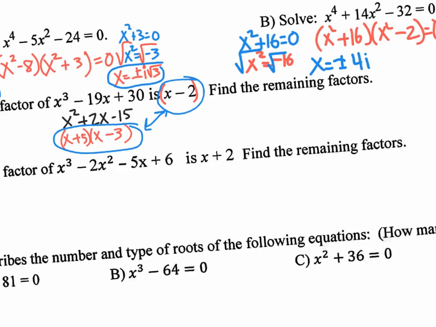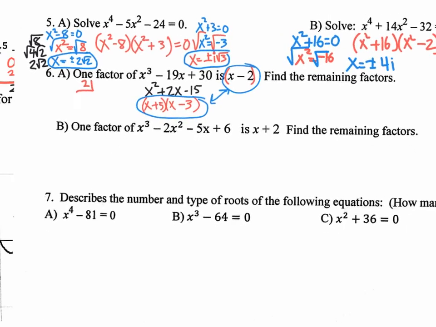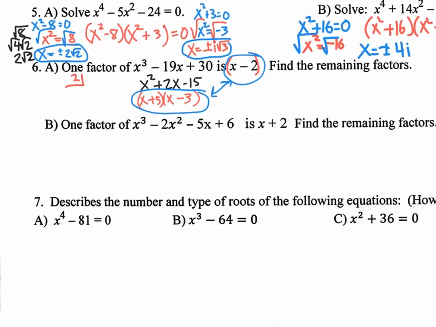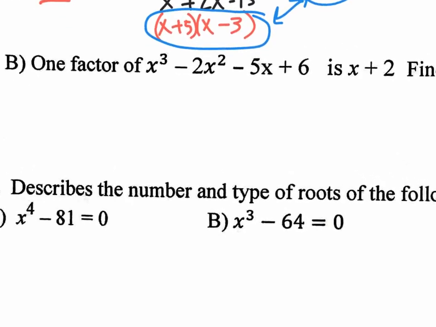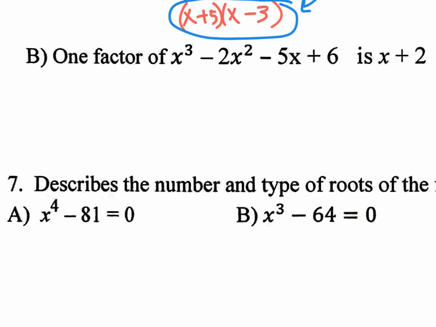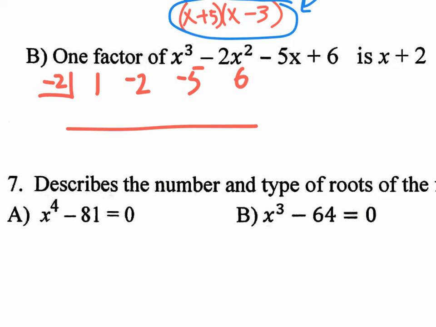We have another one down here. Should we try B? Since A we didn't really do. So let's try B. We're going to use synthetic division. Inside the box we're going to put what? -2. And what are the coefficients? 1 for the x cubed. What else? -2. What else? -5 for the x. What else? 6, the constant. Put a line right there.